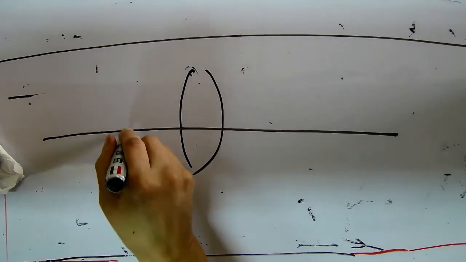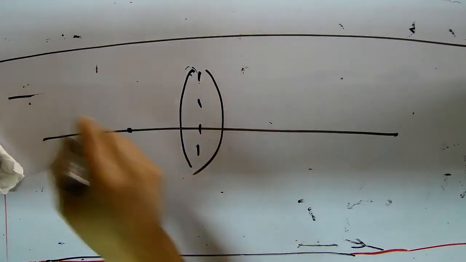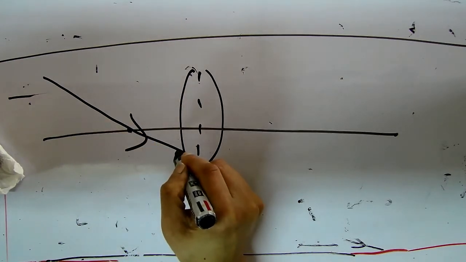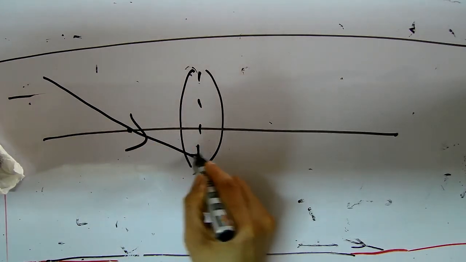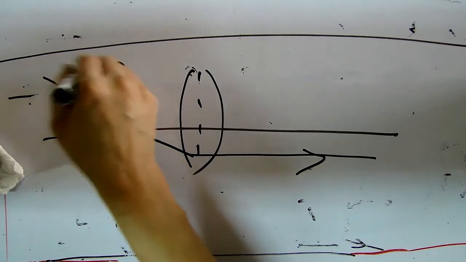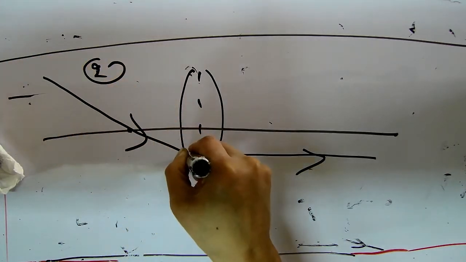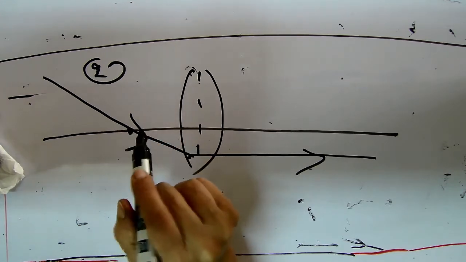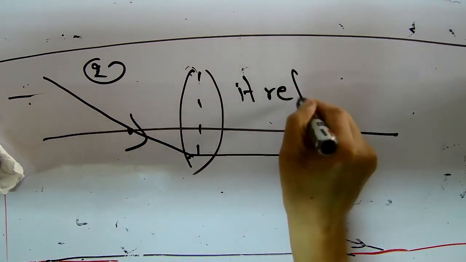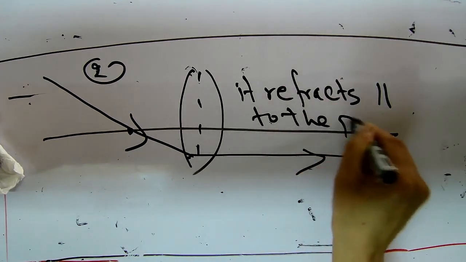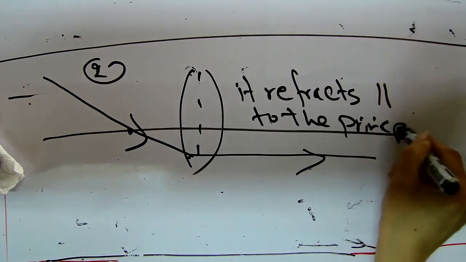The second case: if the incident light ray passes through the focus of the lens, it refracts parallel to the principal axis.